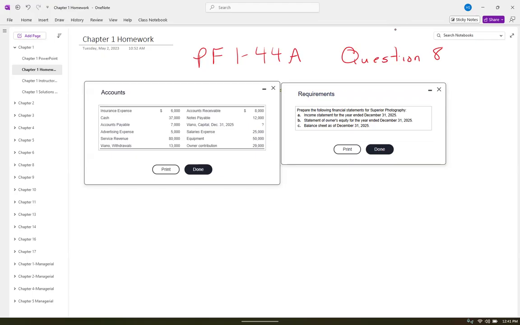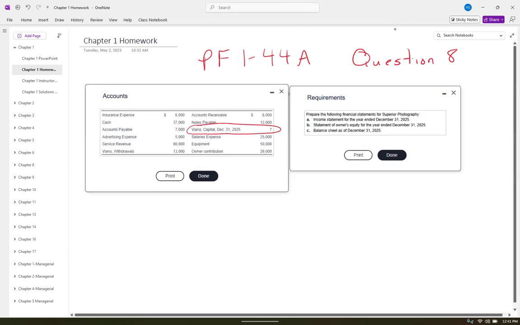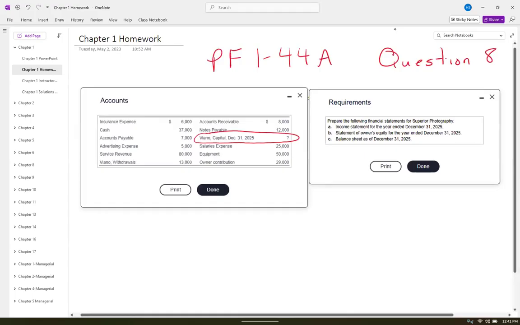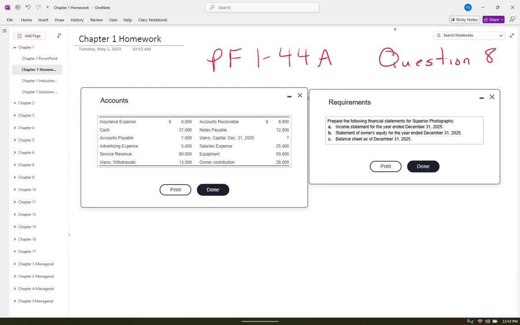Okay, so this one can be a little confusing because they didn't give you the ending capital. But remember, there is a way we can back into this. So the first thing let's do really quick is go through each one of these and decide what type of account they are. That's going to make it a whole lot easier for us to do the income statement, statement of owner's equity, and the balance sheet.